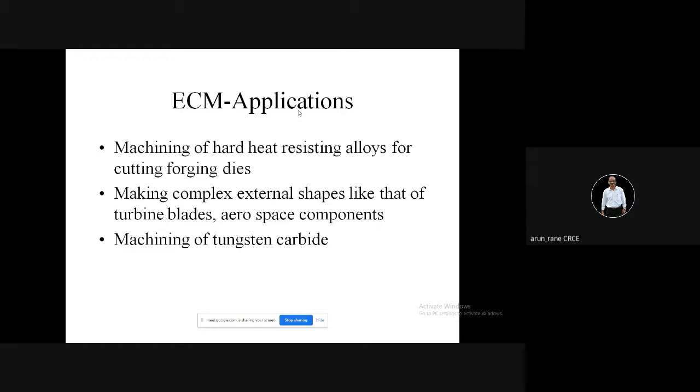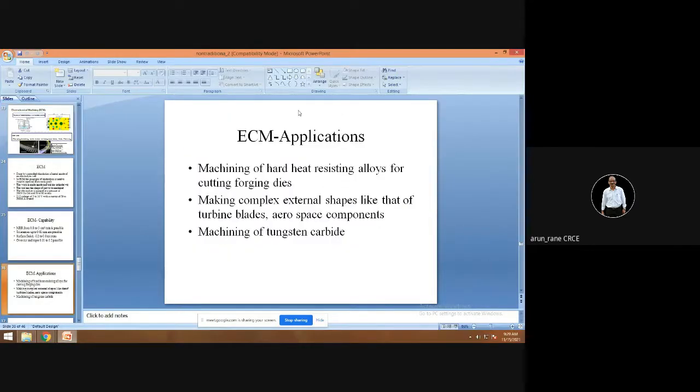Again, all unconventional machining processes are used for cutting hard material. That is what you have to remember, and that is the advantage of unconventional machining. Harder materials like diamond or tungsten carbide can be cut.